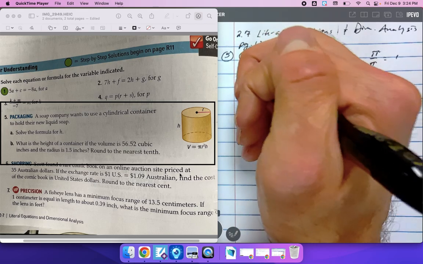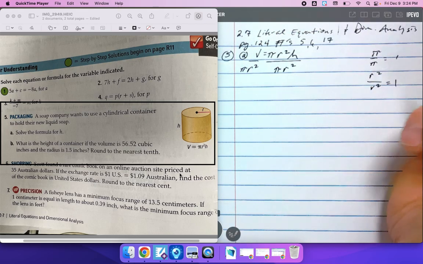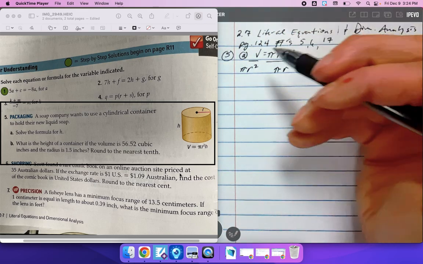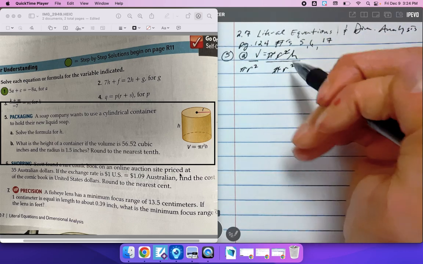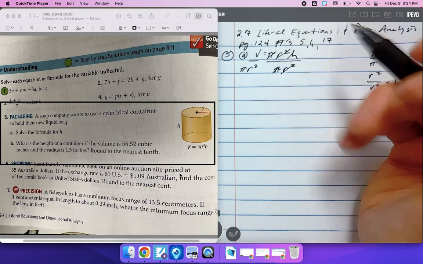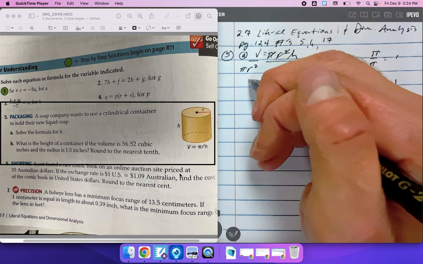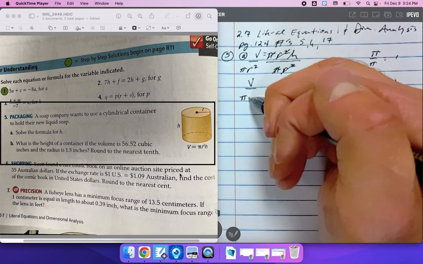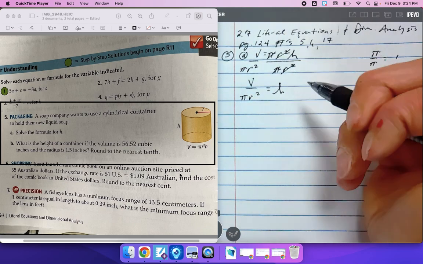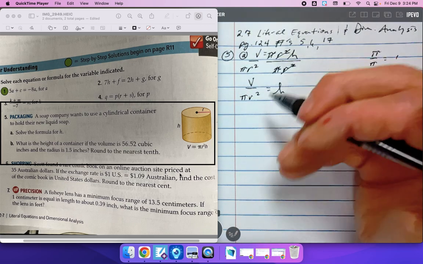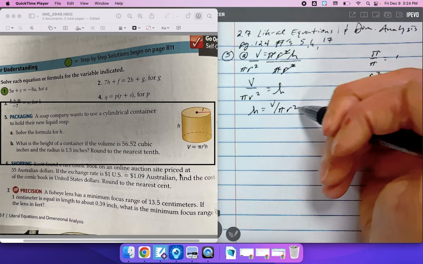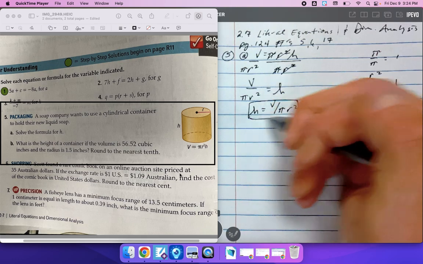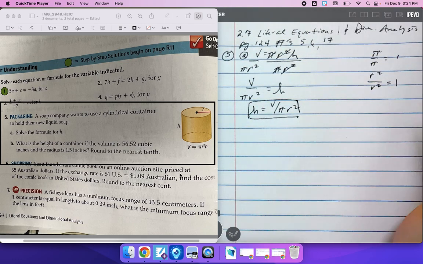Anything you do over there would also have to happen on the left, so there's pi r squared. So V over pi r squared, the pi's cancel out on the right, the r squareds cancel out, and the only thing you have left is h. There's no need to rewrite this like I'm doing. I'm just showing this in case somebody's confused. So there's V over pi r squared equals h, and then you're going to rewrite it as h equals V over pi r squared.